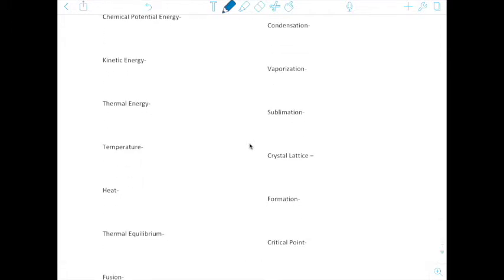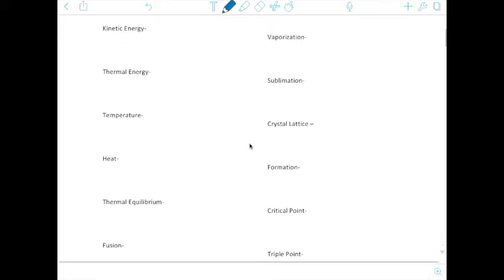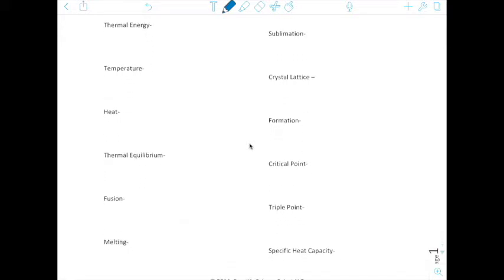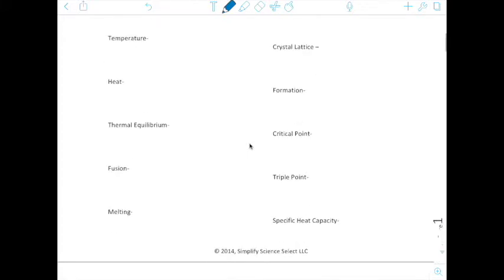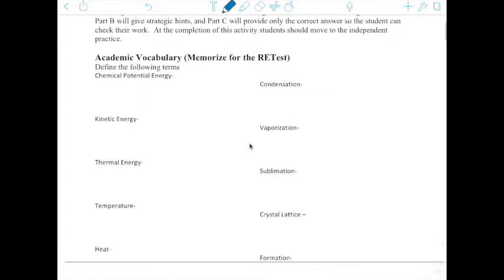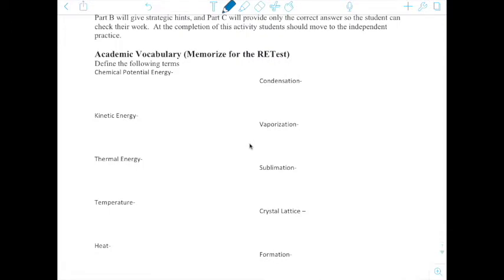Thermal equilibrium is when objects of different energies collide and become the same temperature. Fusion is the transition from a liquid to a solid. Melting is the transition from a solid to a liquid. Condensation is the transition from a gas to a liquid.